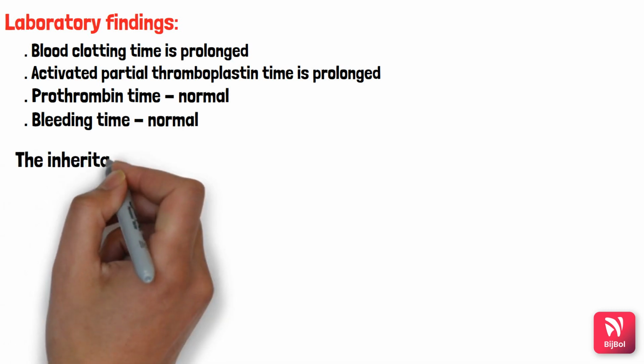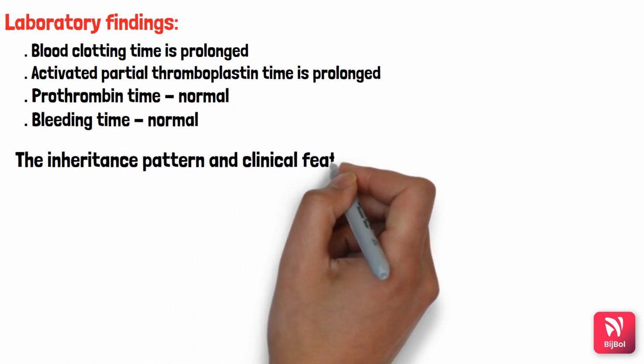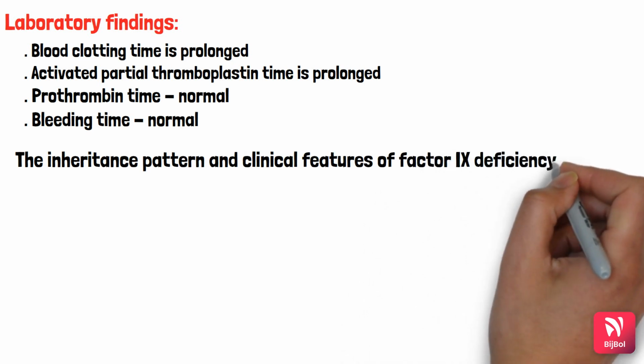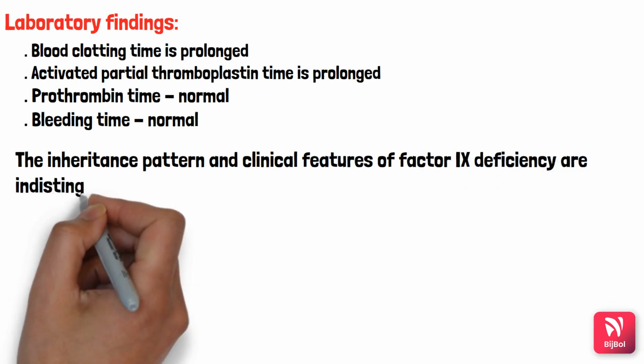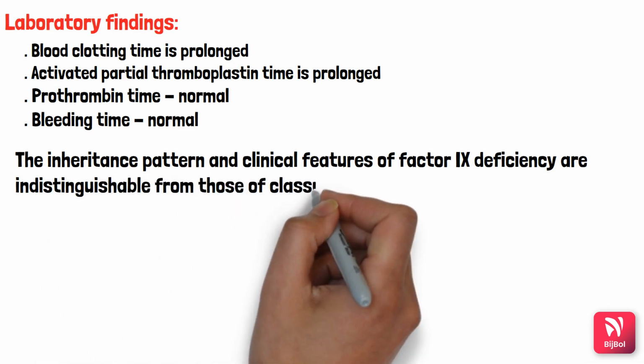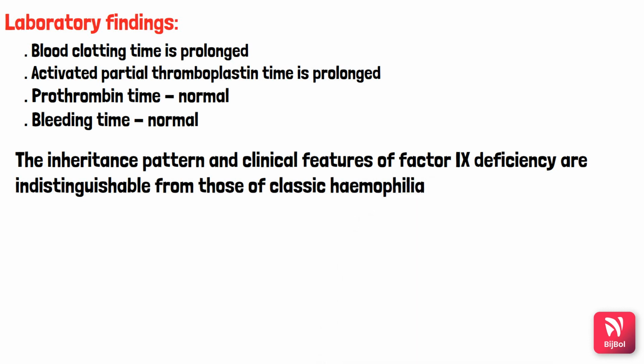So the extrinsic pathway is normal here, right? So prothrombin time is normal, bleeding time is normal. Now the inheritance pattern as well as clinical features of factor 9 deficiency, that is hemophilia B, will be very much similar to that of the classic hemophilia or hemophilia A. So more or less both will be similar.